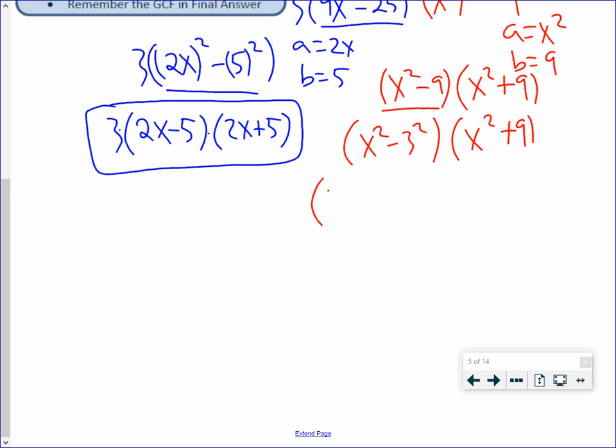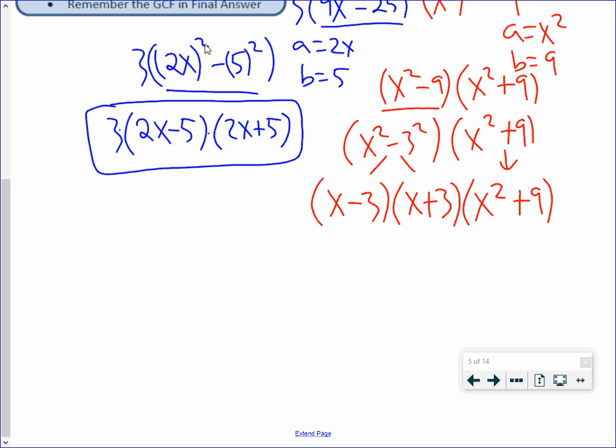Our a here will be x, our b will be 3. So we can put it as x minus 3 multiplied with x plus 3 multiplied with what we didn't break down, the x squared plus 9. So the x squared minus 3 squared gave us those two parentheses, and the x squared plus 9 gave us that last one. So this will be our factored form for number 5.